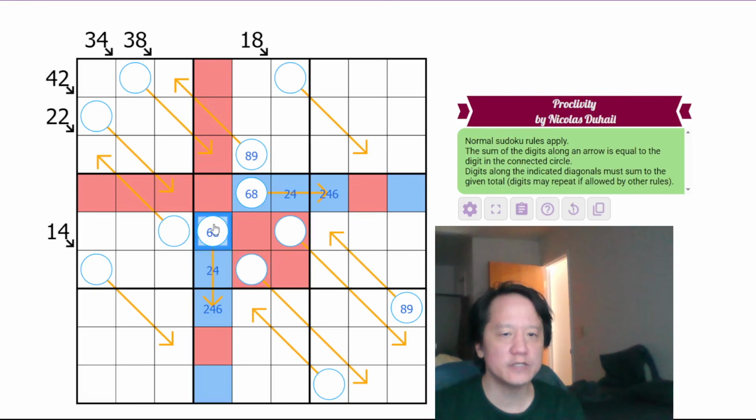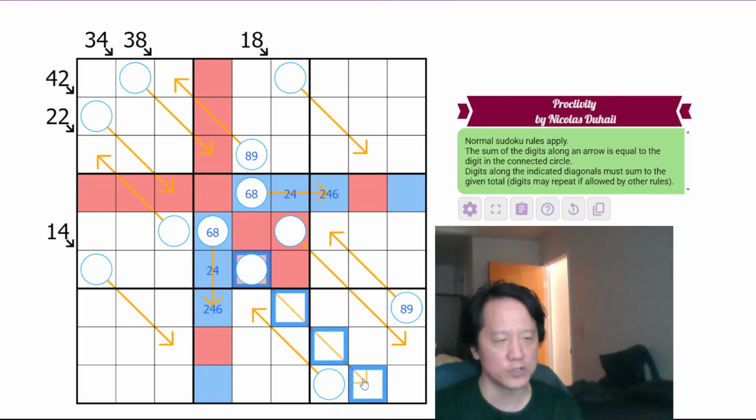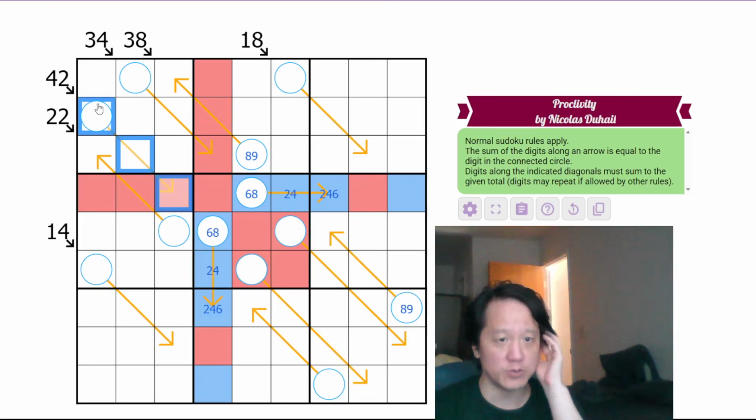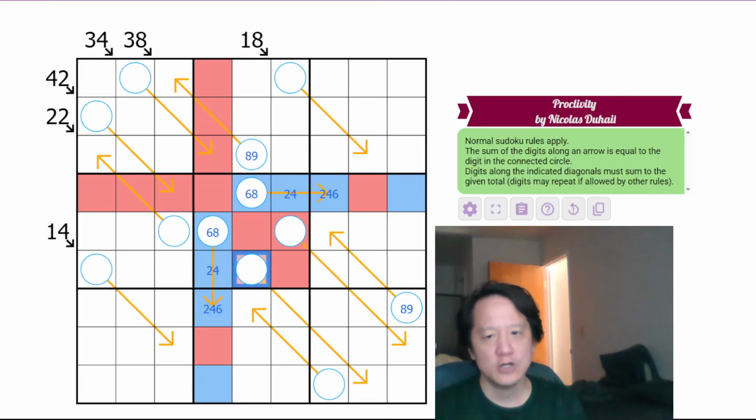If you have 8 here, 42 minus 8 is 34. And this would be 7. 7 times 2 is 14. So 34 minus 14 would be 20, which divided by 2 would be 10 as a digit, which is not possible. So this has to be 9. And since this is 9, this can't be 9. That's 8, which means this can't be 8.